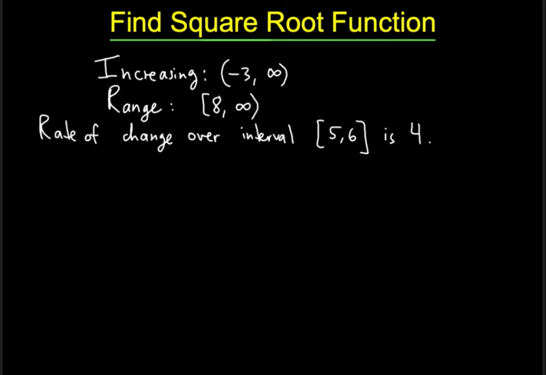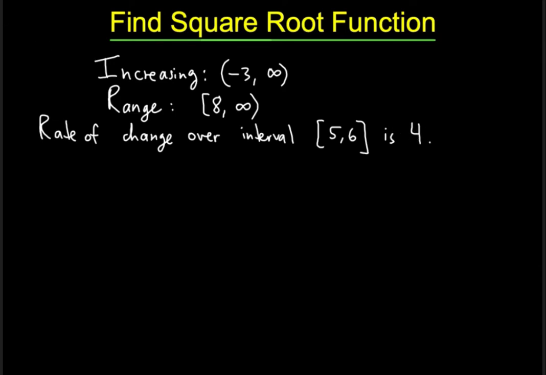Here we would like to find the square root function given the following information. It increases from -3 to infinity, not including the endpoint -3. The range is starting from 8, including the 8, all the way to infinity. And the rate of change over the interval from 5 to 6 inclusive is 4.